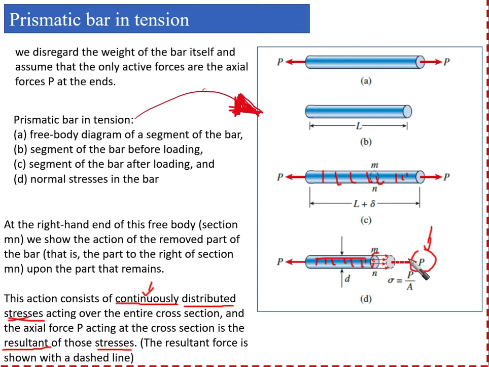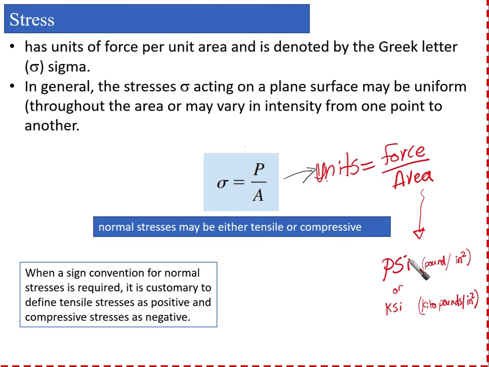Okay, I hope that you have understood the meaning of normal stresses and the prismatic bar, and how we can understand the continuity of the normal stresses along the member. Okay, let's go and dig deeper into the meaning of the stress and understand more about it.